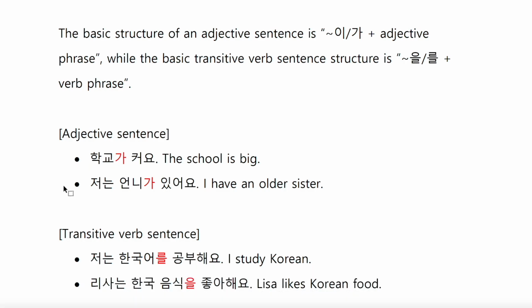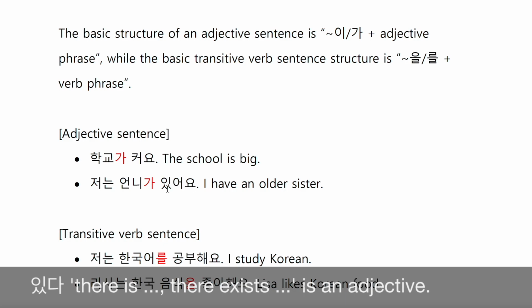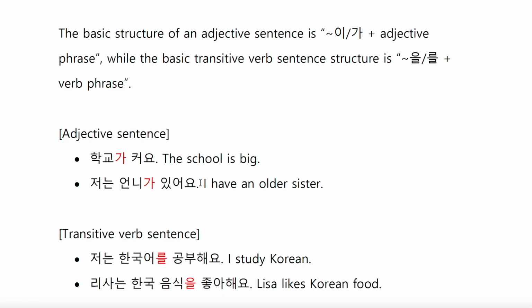근데 이제 take a look at the second sentence. 저는 언니가 있어요. The translation is like I have an older sister. Okay, this is a verb. So you may want to say like 저는 언니를 있어요, which is wrong. Because Korean 있어요, 있다, to exist or there is something. 있다 is an adjective. So you have to memorize this. 있다 is a kind of unique word. So in Korean, 있다 is considered an adjective. So you should know this.